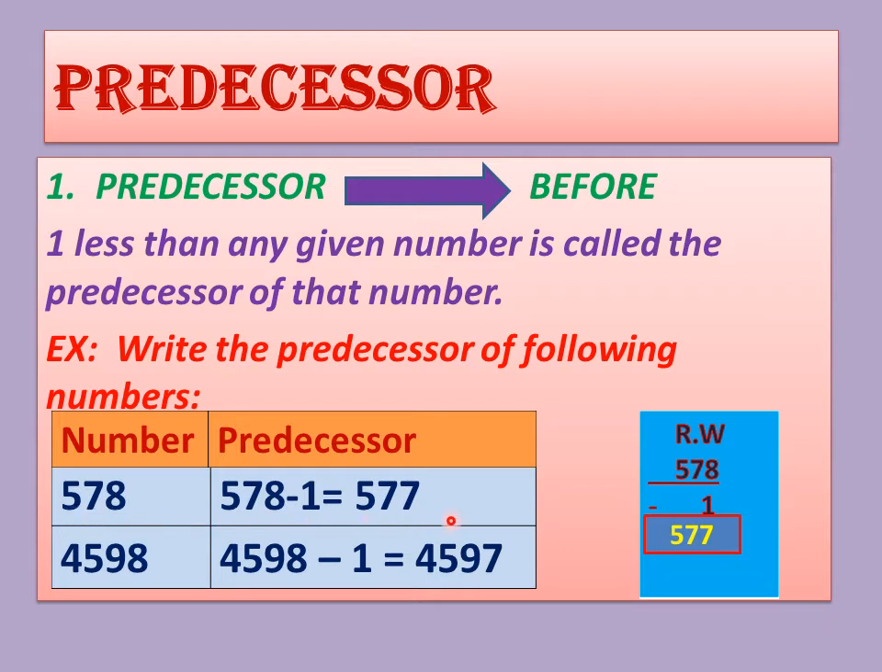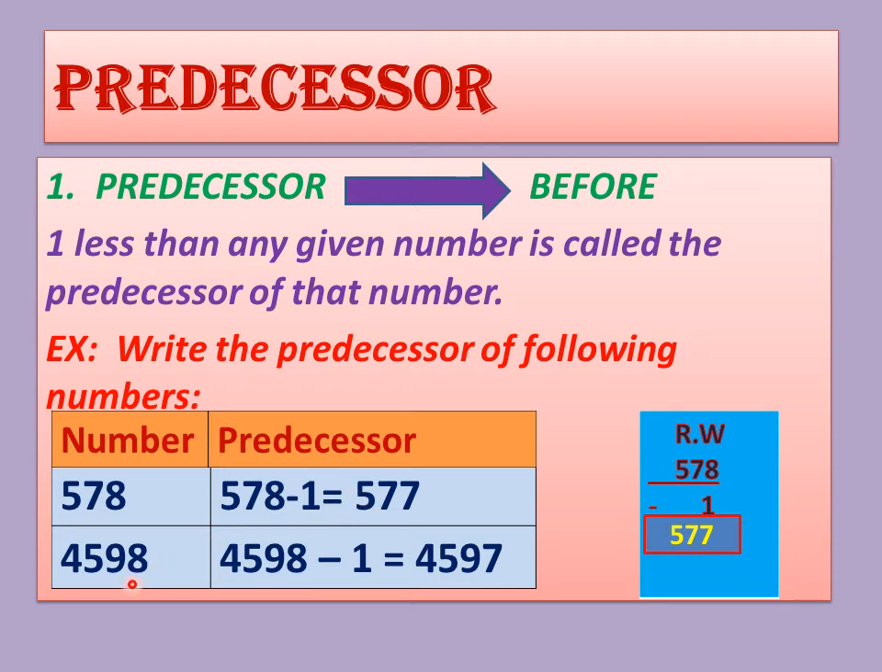and we have to find out the predecessor of this number. So what we have done in the rough work, I subtracted 1 from 578 and I got 577. मैंने 1 सब्ट्रैक्ट किया 578 में से और मुझे मिल गया predecessor 577. हम what comes before में भी ऐसे ही करते थे, हम पिछला नंबर लेते थे. In this way we will do predecessor.